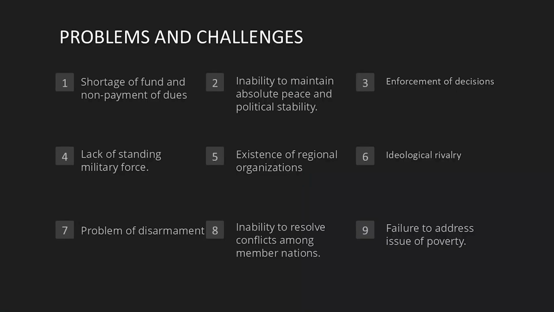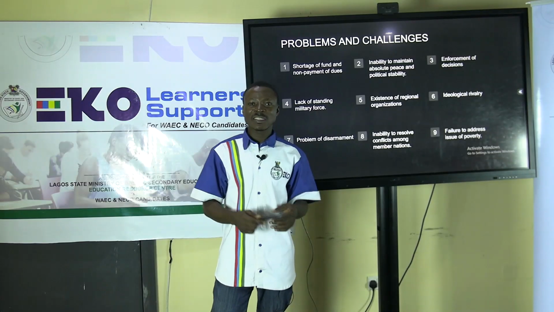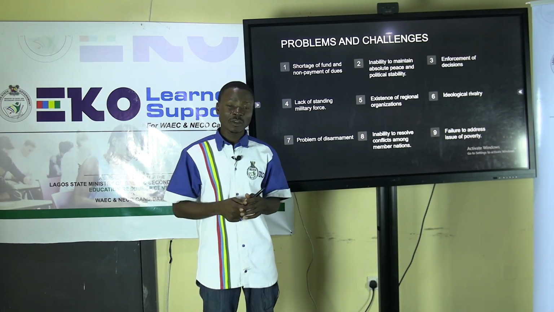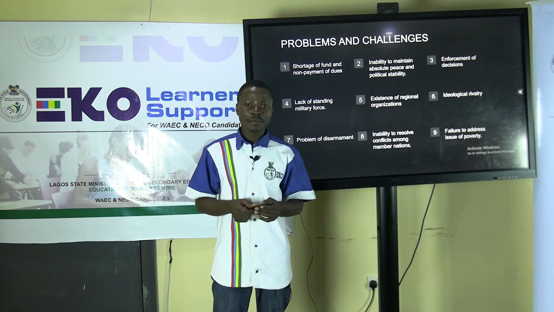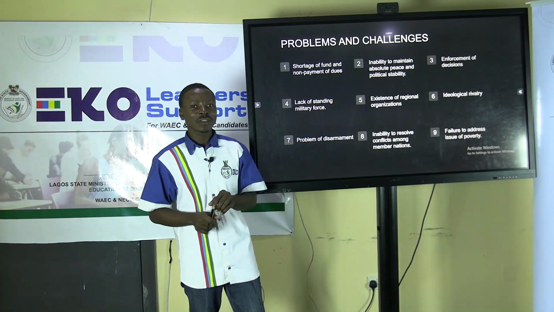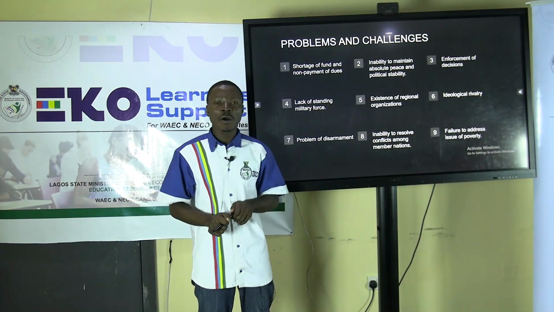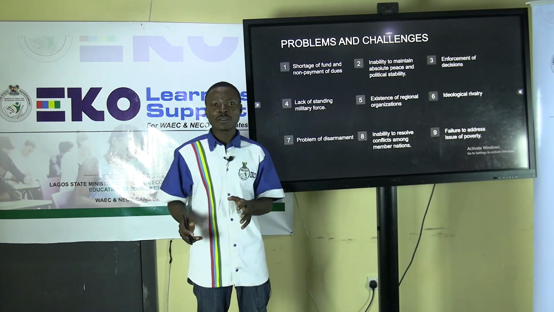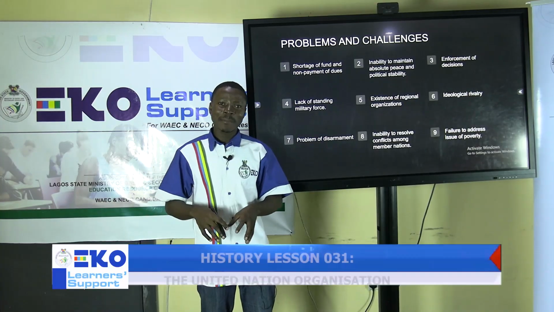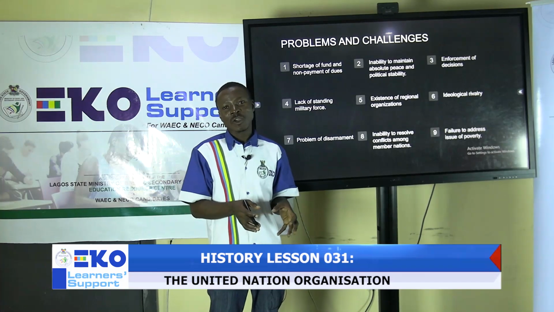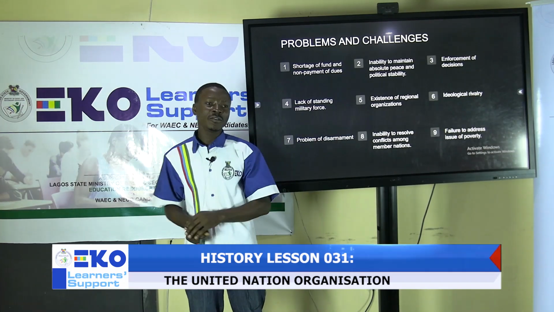And also the existence of regional organizations, like the European Union, the African Union, ECOWAS, and some other regional organizations like the East Asian countries' organizations. All these regional organizations divert the attention of member states from the United Nations, and countries are more likely to commit themselves to these regional organizations, because members are very close to each other in ties and social and cultural activities than members of the United Nations.